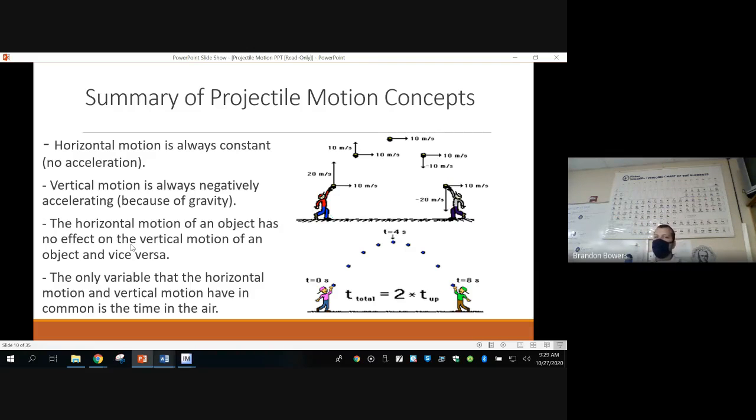Does all that make sense for now? We good? No, not yet. Horizontal is always constant.